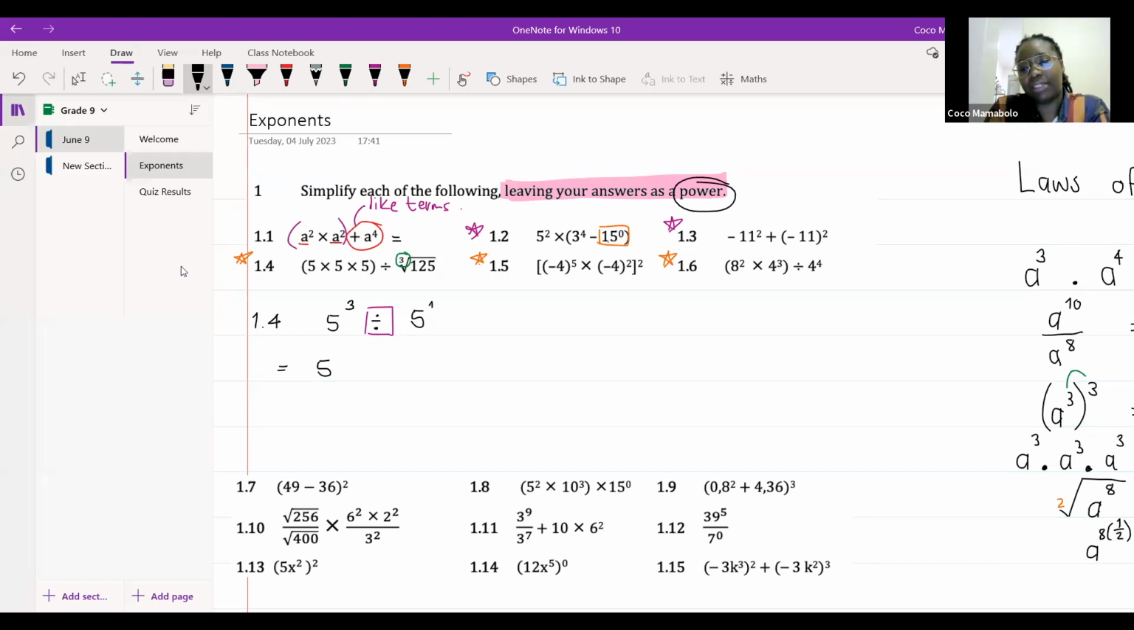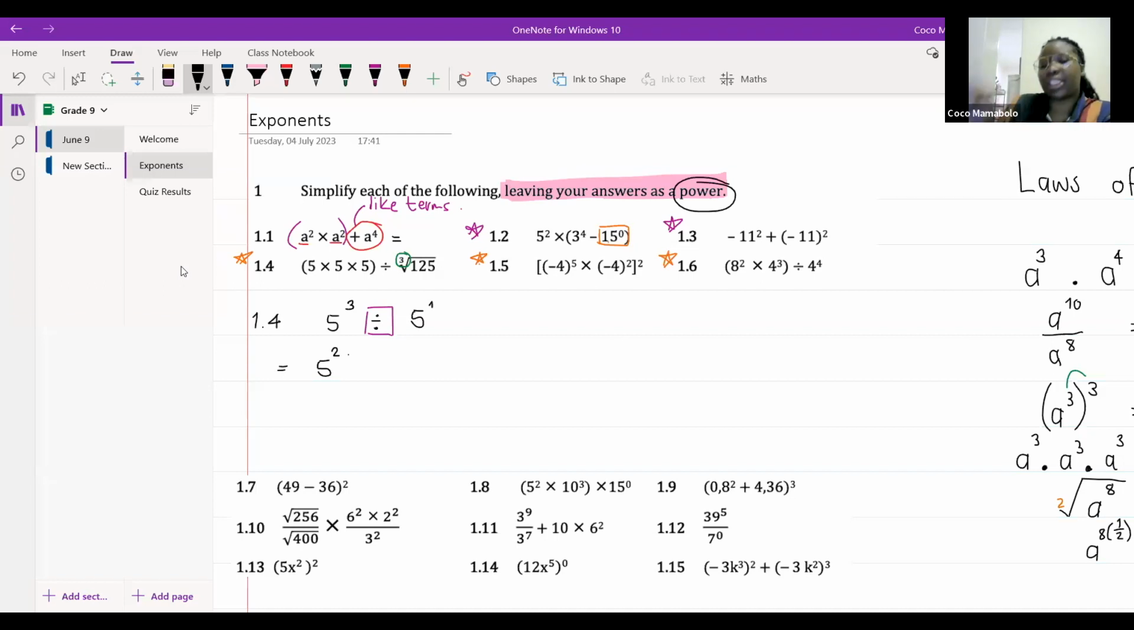Like bases being divided, we're going to subtract them. Good. We're going to subtract. So what's my final answer? My final answer would be 3 minus 1, which is 2. Beautiful. Yes, ma'am. Okay. And that's the answer I was looking for in the end.